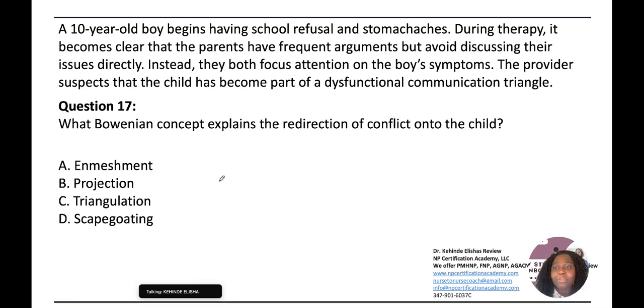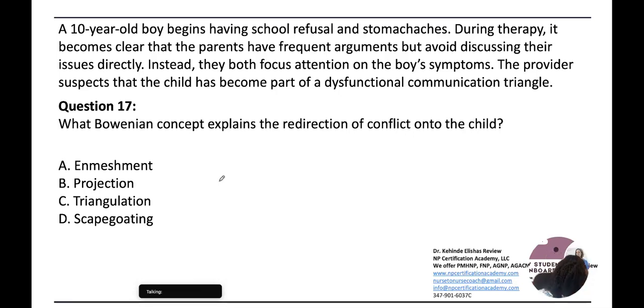During therapy, it becomes clear that the parents have frequent arguments but avoid discussing their issues directly. Instead, they both focus attention on the boy's symptom. The provider suspects the child has become part of a dysfunctional communication triangle. What Bowenian concept explains the direction of conflict onto the child?